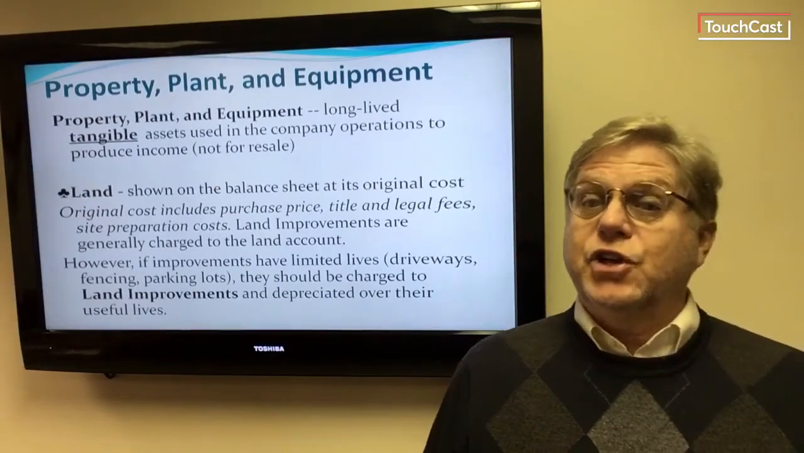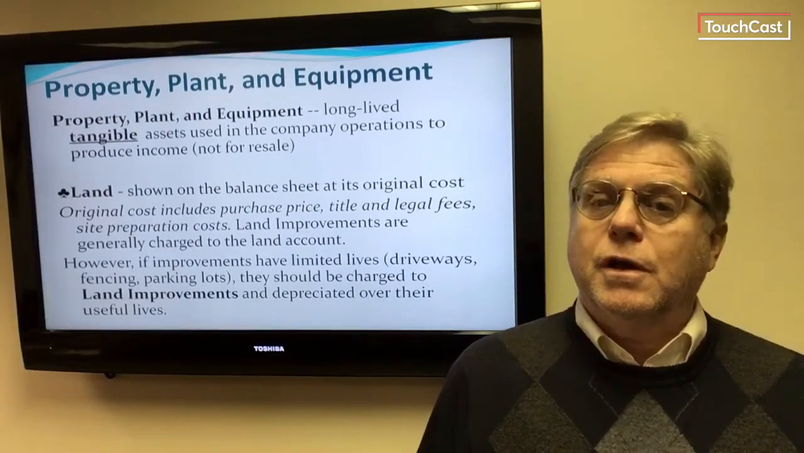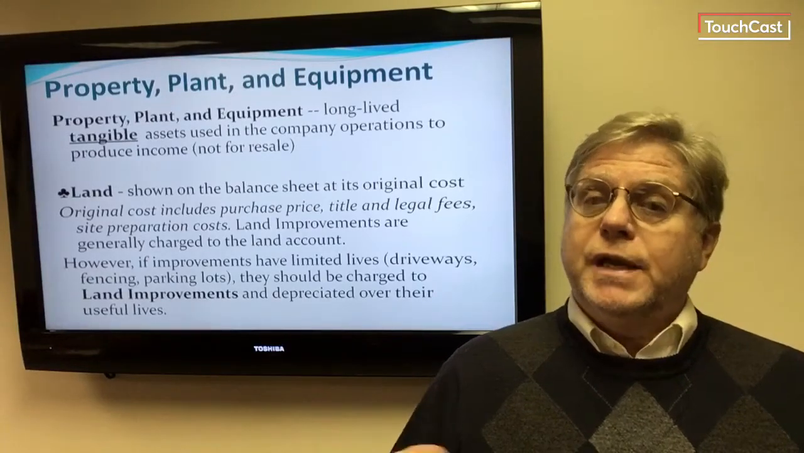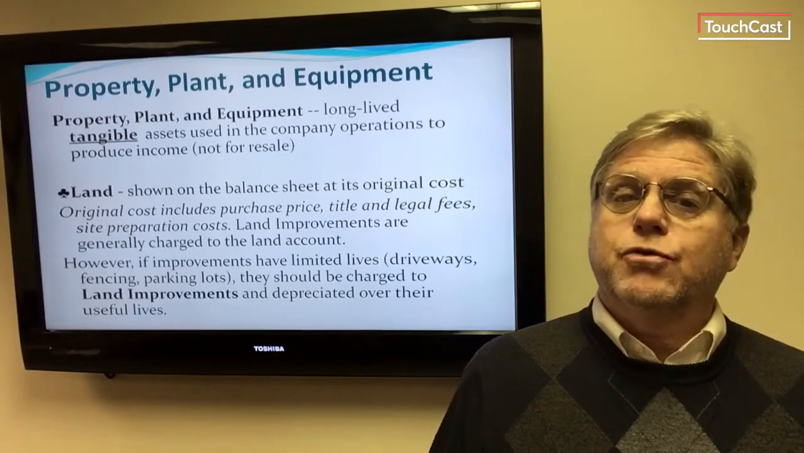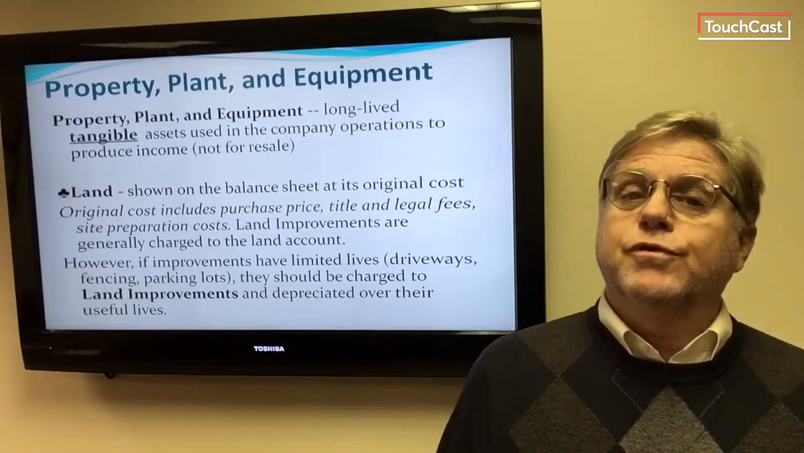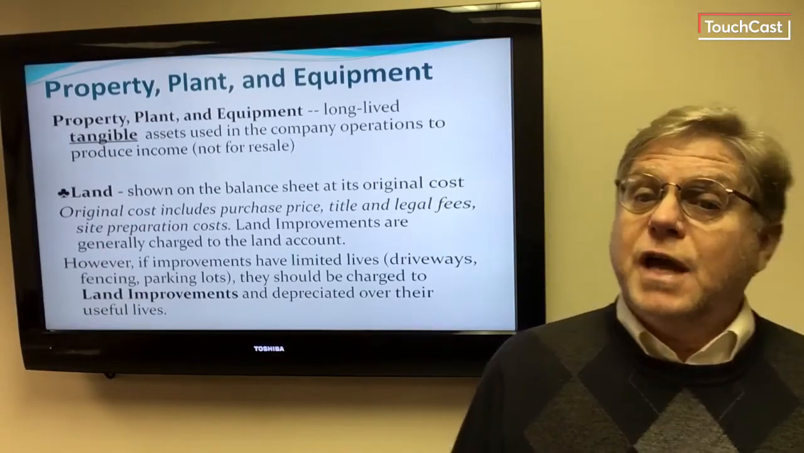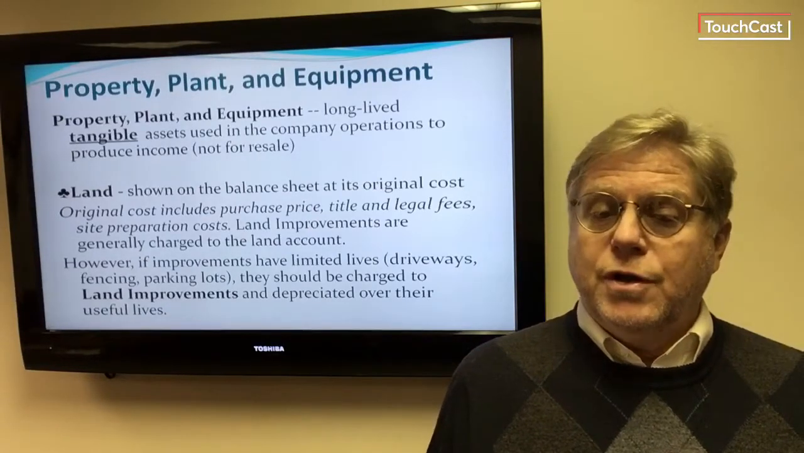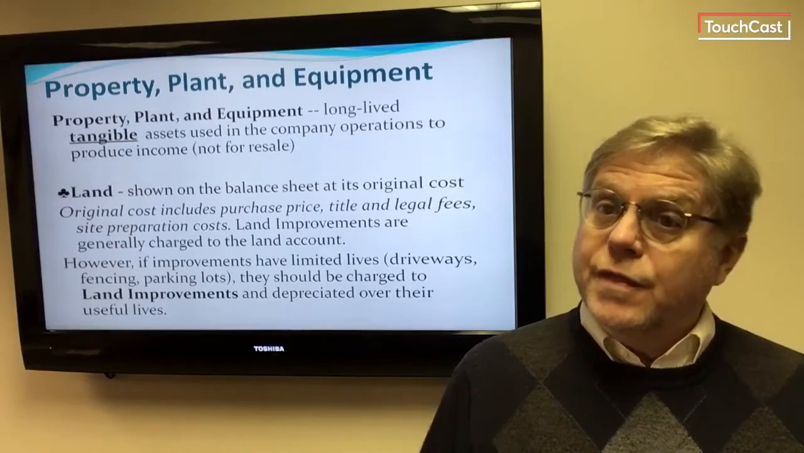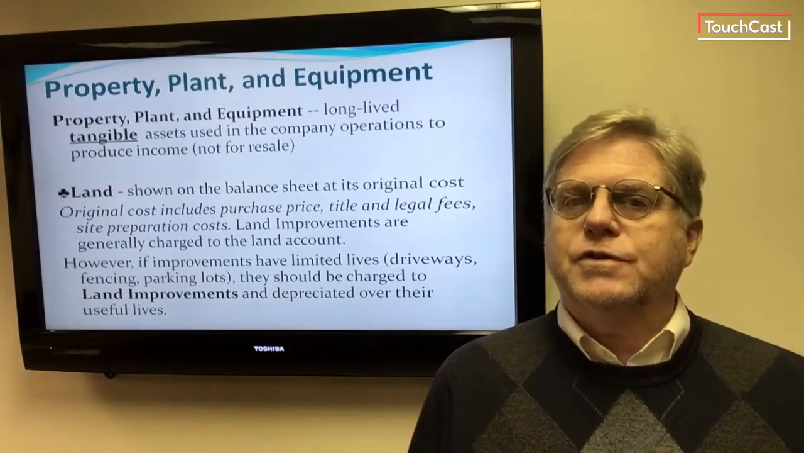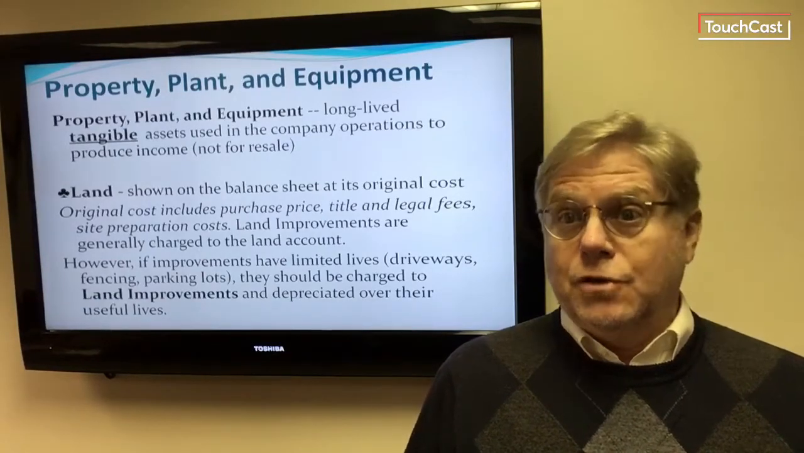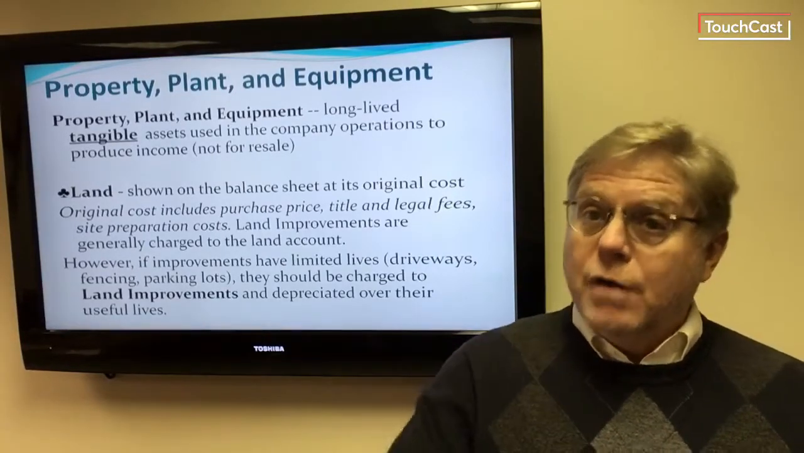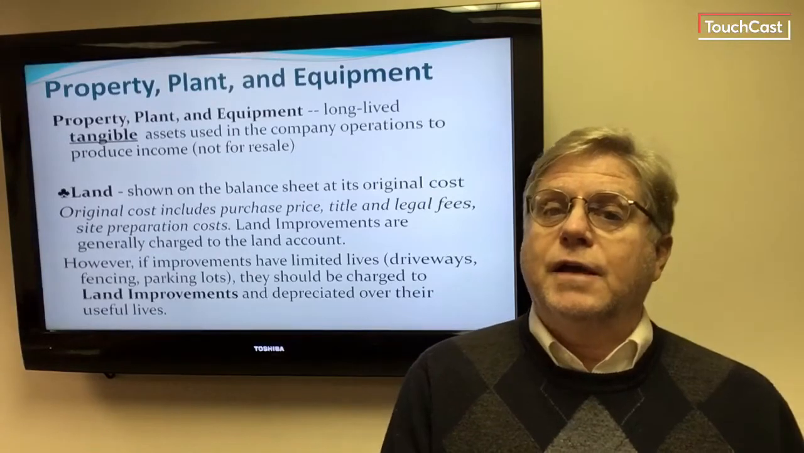Land is shown on the balance sheet at its original cost. That original cost will include a number of things: the original purchase price, but also any title and legal fees that are incurred in order to secure title and prove ownership of that property, site preparation cost. There may even be a circumstance where you have to tear down an existing structure, and that adds to the cost of the land. As it turns out, any salvage value you receive from the sale of that will be used to offset that cost.